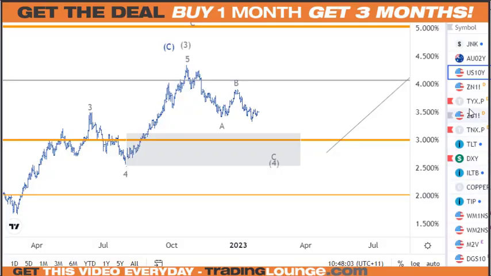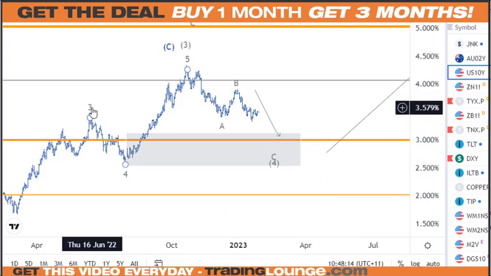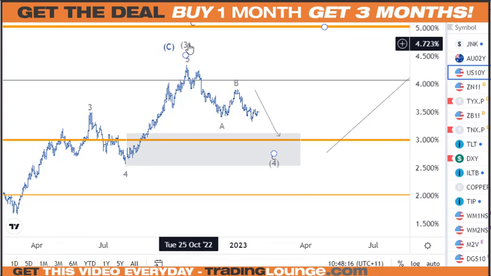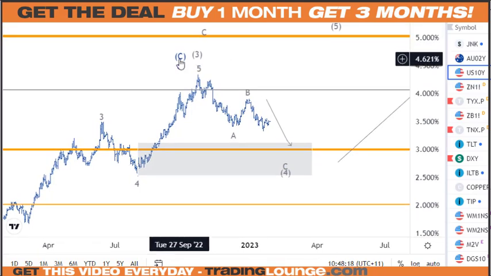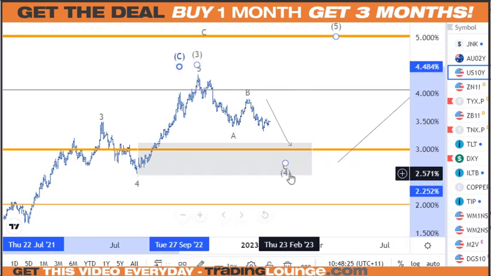Starting on the 10-year yields here, we see no change in terms of the market continuing down into the wave 4 area here. So we've got wave 3, 4, 5 for wave 3. And wave 3 can be wave C here as well. There's no way I can know at this particular stage, but the A, the B and the C here.